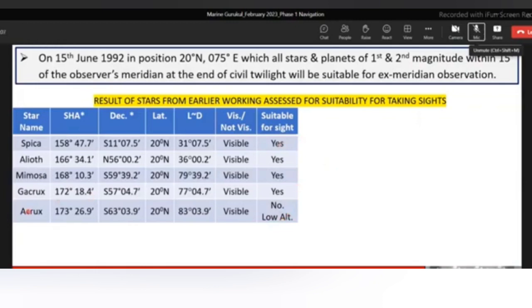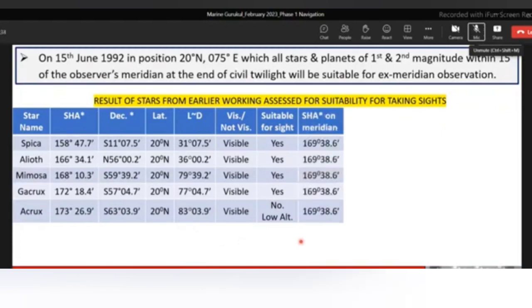Of course, we'll not be doing so for Acrux, since it's not suitable for sight, so gauging its suitability for X meridian would not be of any value. To assess the suitability for X meridian observation, we need to get angle P. For this we need to recall the value of SHA of the imaginary star on observer's meridian, which was obtained in the first question, and that value was 169 degrees 38.6 minutes.